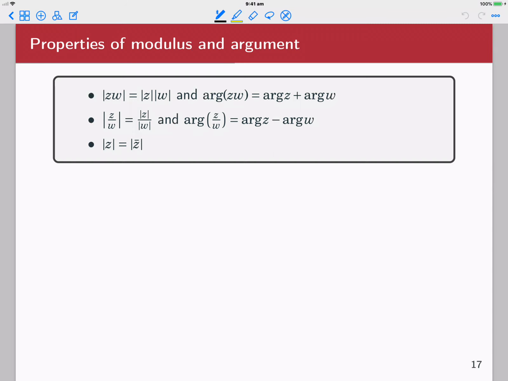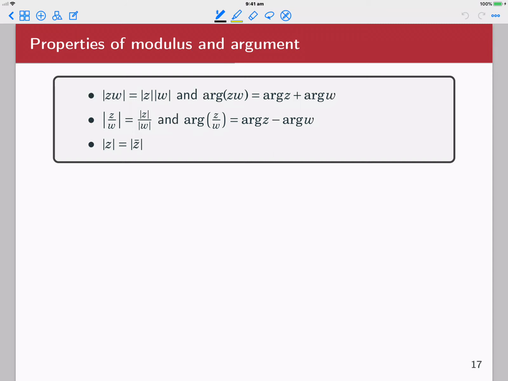And we also know that the argument of zw is the same as the argument of z plus the argument of w. So really what that's saying is that when you multiply two complex numbers, in terms of their modulus, you're multiplying their lengths as well. But in terms of what you're doing to their angles, you're actually adding their angles. You're adding the argument. So let me show you why that's true. I'll prove the first one for you.